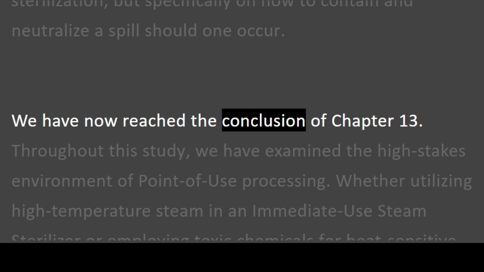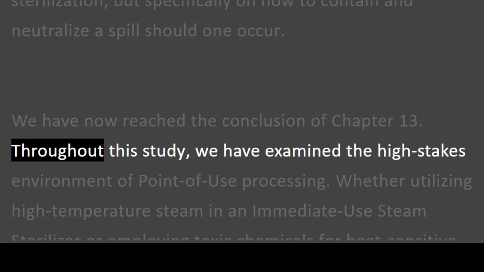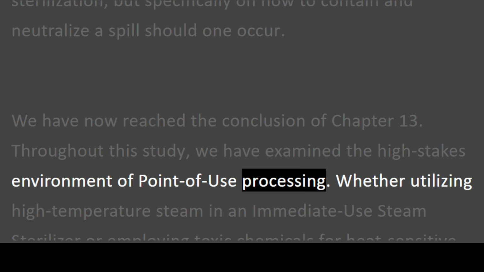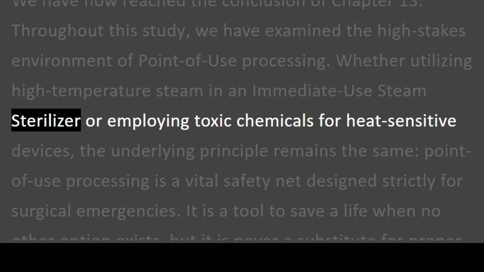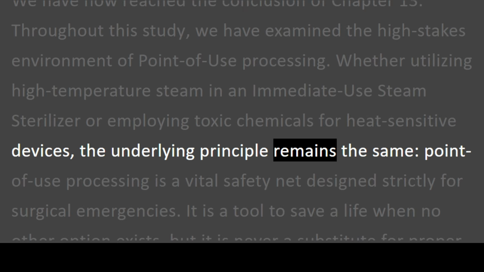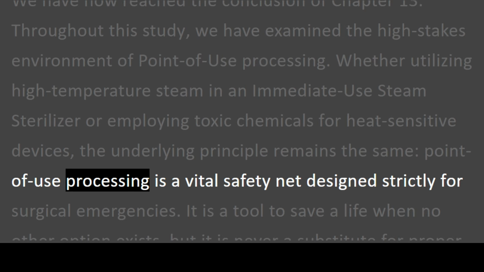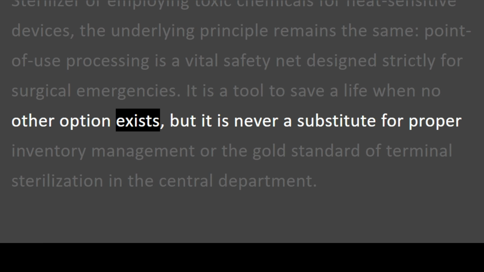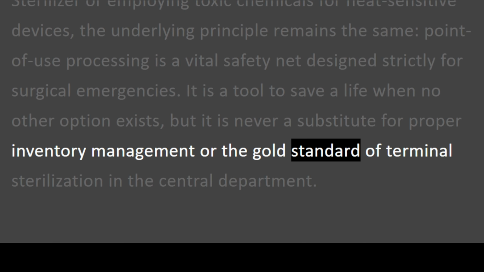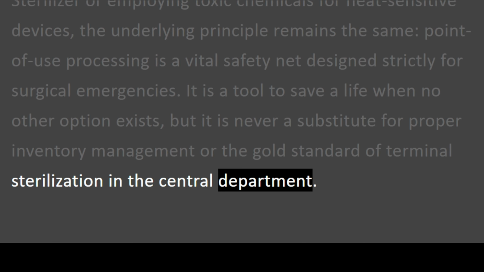We have now reached the conclusion of Chapter 13. Throughout this study, we have examined the high-stakes environment of point-of-use processing. Whether utilizing high-temperature steam in an immediate-use steam sterilizer or employing toxic chemicals for heat-sensitive devices, the underlying principle remains the same. Point-of-use processing is a vital safety net designed strictly for surgical emergencies. It is a tool to save a life when no other option exists, but it is never a substitute for proper inventory management or the gold standard of terminal sterilization in the central department.